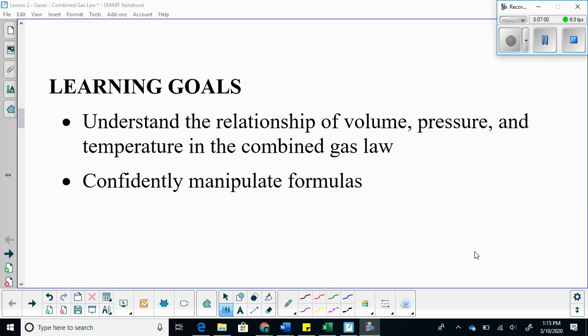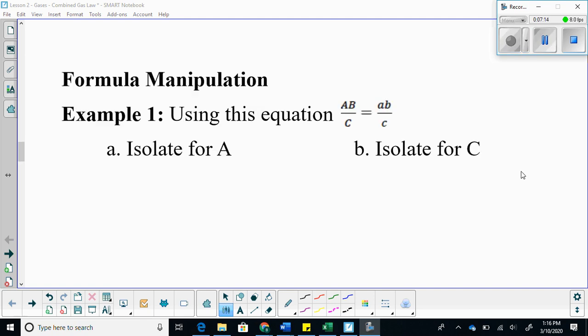The learning goals for today: we will understand the relationship of volume, pressure, and temperature in the combined gas law. We will confidently manipulate formulas. We will be doing formula manipulation in this unit a lot, so I want you to stay comfortable with the idea before moving forward.